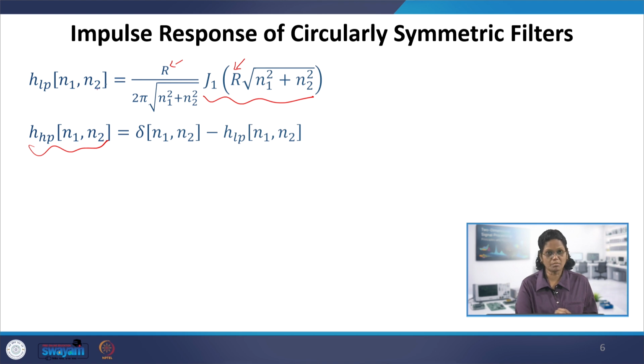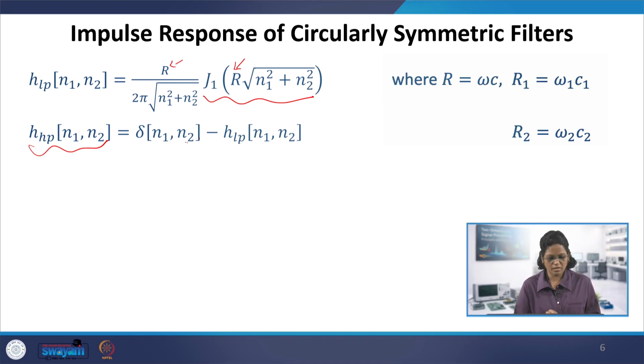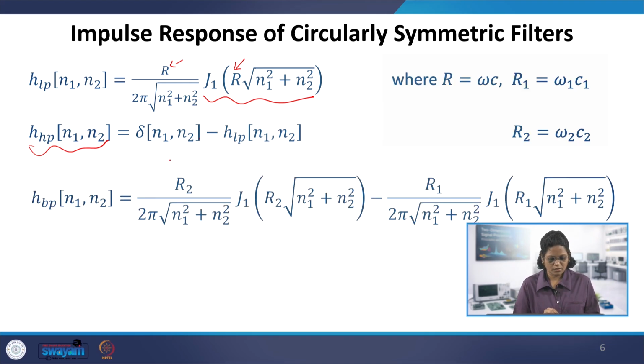So if the low pass filter impulse response is subtracted from the impulse input, our 2D impulse sequence, then we get the high pass filter response. It is well known that the high pass filter response can be obtained from 1 minus h of LP. In the 2D case, this is the impulse response. In the frequency response we have 1 minus h of low pass filter, but here we talk in terms of impulse responses.